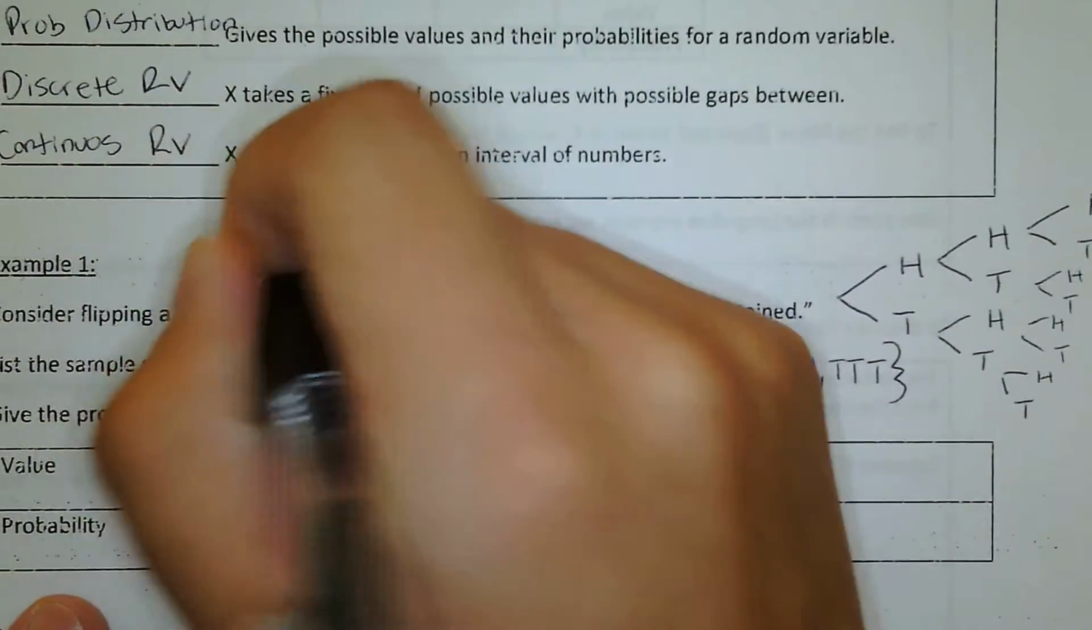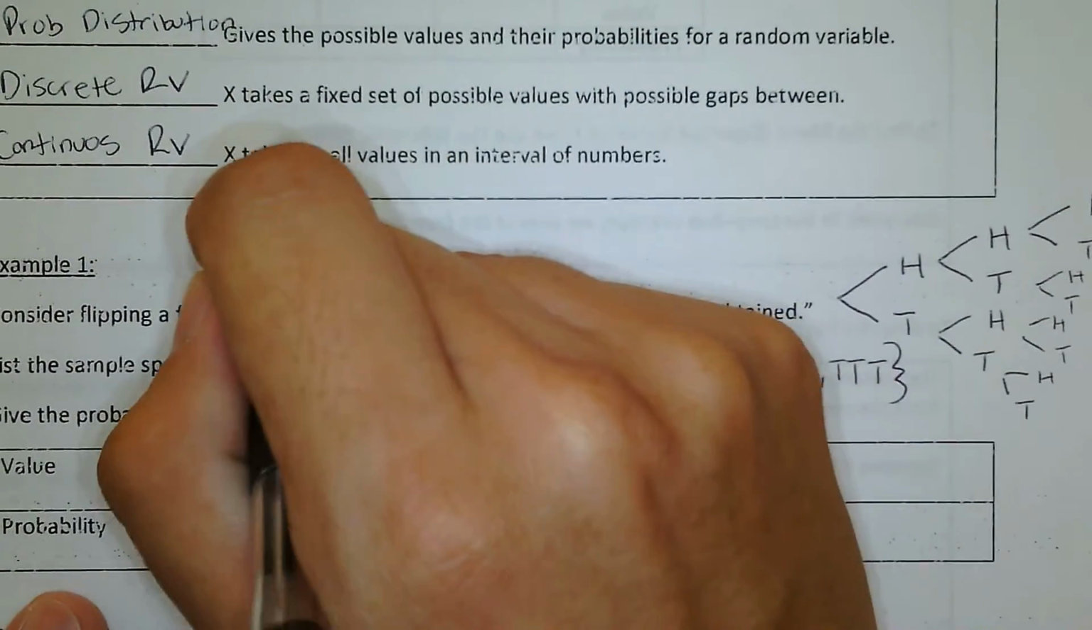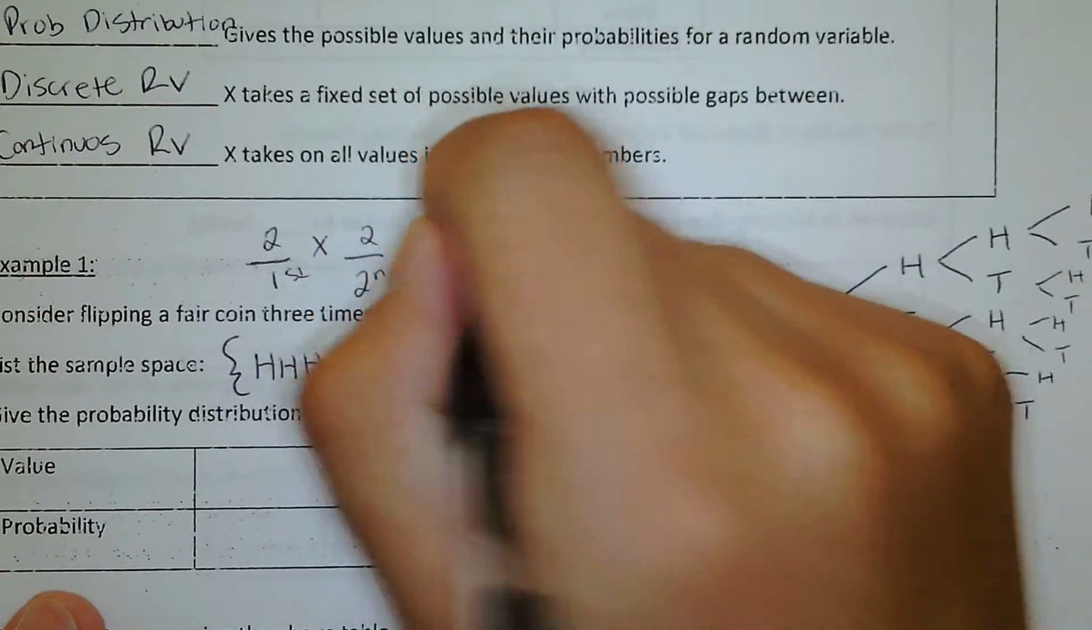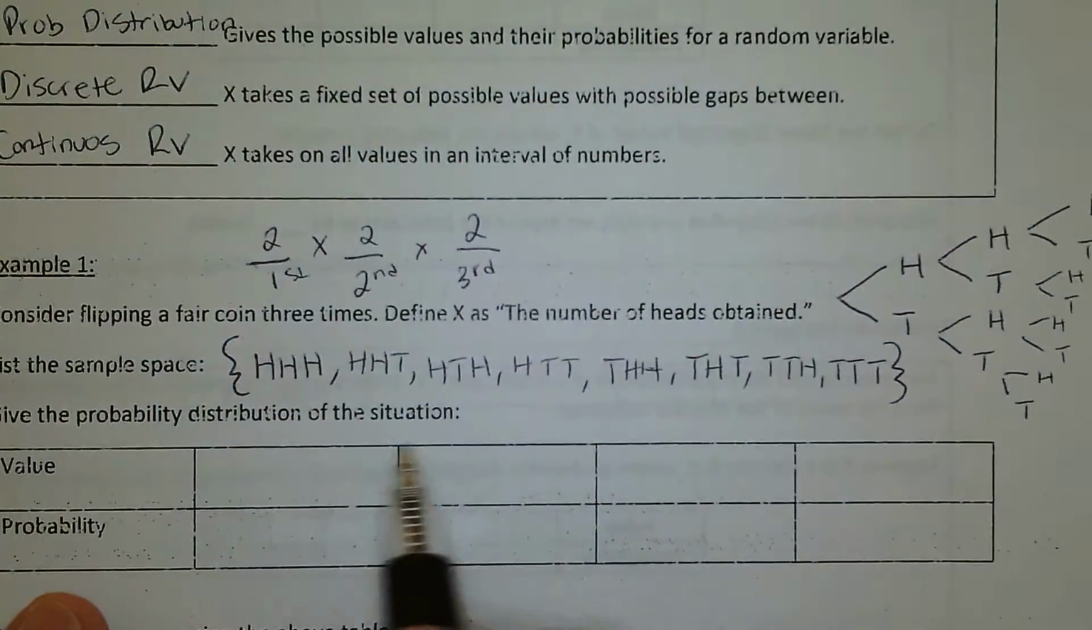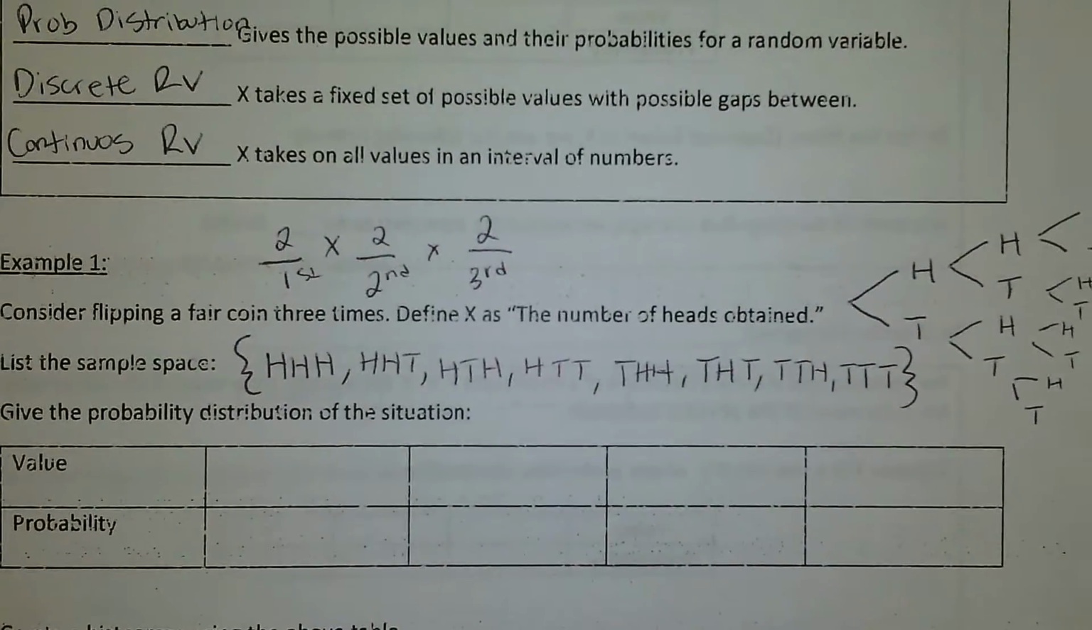Well, on my first flip, there's 2 possible outcomes. On the second flip, there are another 2 possible outcomes, and then on the third flip, there are another 2. So 2 times 2 times 2 gives us 8 possible events in our sample space here.